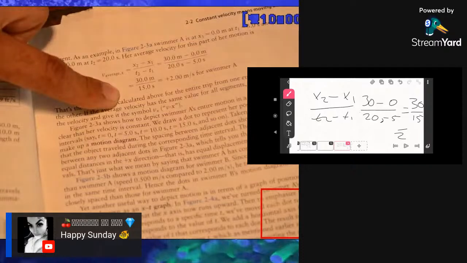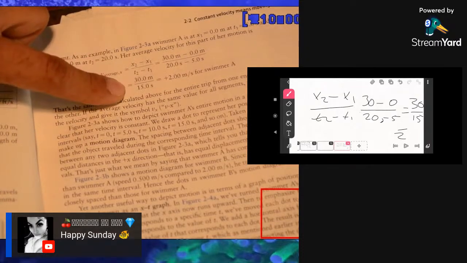Actually, she ended up in 20 seconds minus the 5 seconds initial. So it's going to be 30 over 15, which should be 2. For whatever reason, I'm getting 2 meters per second. Oh yeah, see, that's the answer. There you go, you see that equals 2. I'm just solving the equation by ourselves, and then we're referencing the book. And look, you see that? That's what they got also.